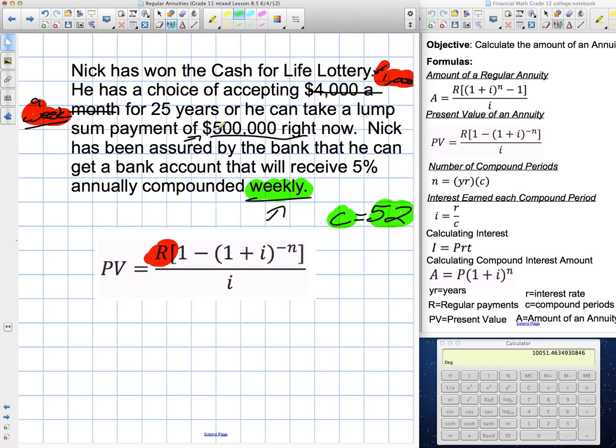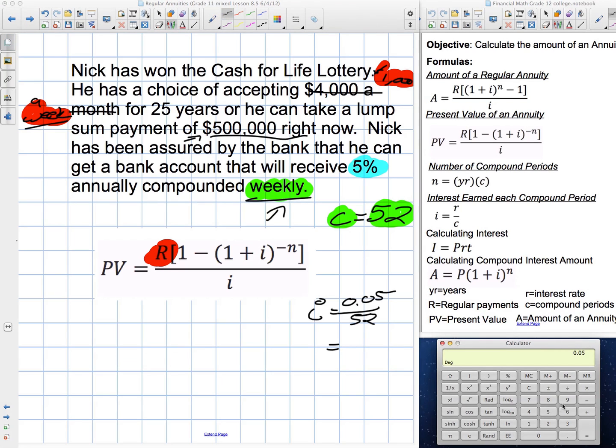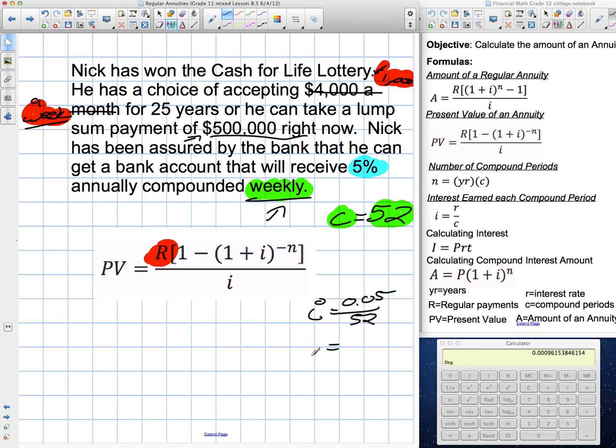We have our regular payments at 1,000. C is 52. Our interest rate is 0.05. So we're going to calculate I on the side. I is 0.05 divided by 52. It's going to give us a very small number, 0.000961. There's our I.